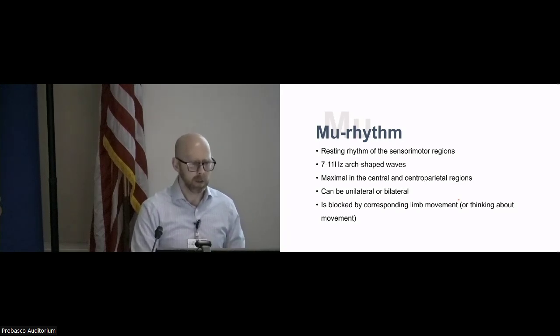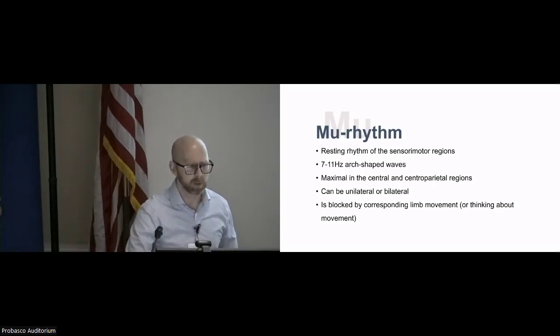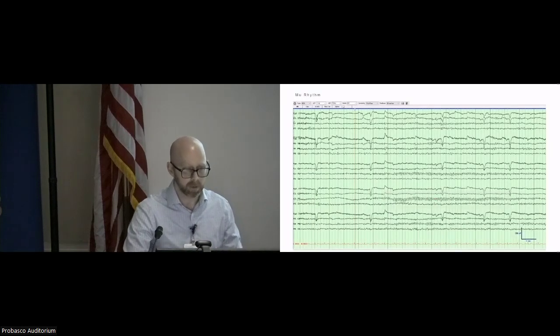And so you can actually block the rhythm by just even thinking about moving your limb on the contralateral side, or moving it. So it seems to be some type of resting rhythm of the motor region. It can be on one side or both sides of the study. It's usually in the central parietal regions, and it's really arched. This is a good example of it. This is parietal, right? And it's very arched, like here. And it's usually about 1 hertz slower than the posterior dominant rhythm.